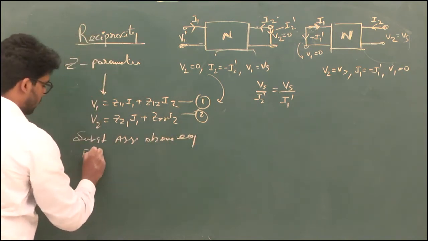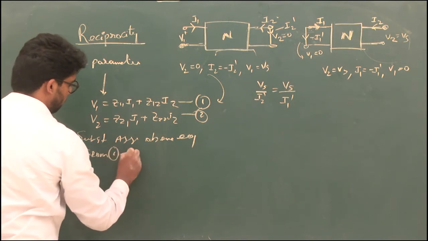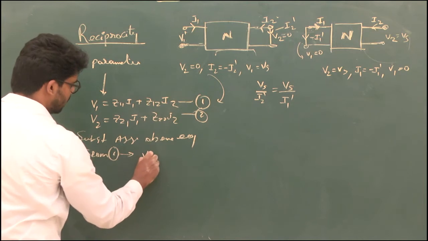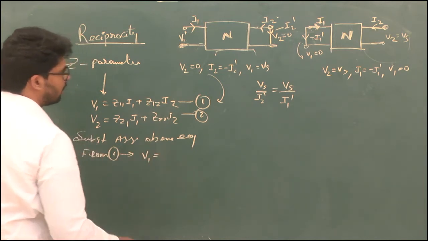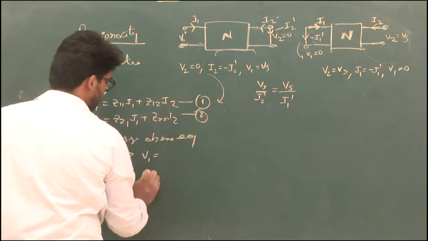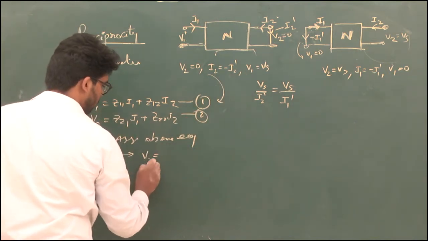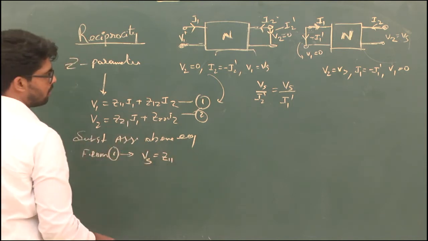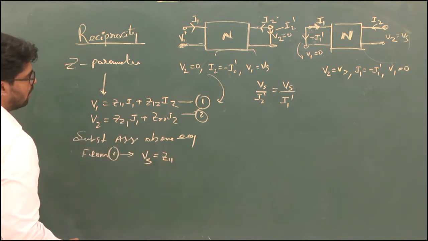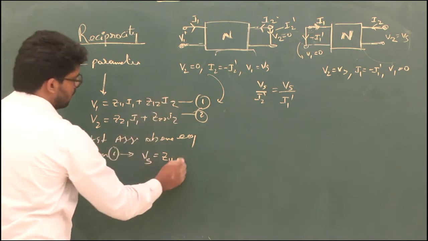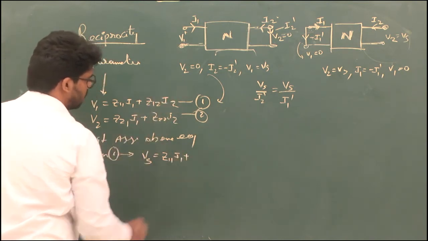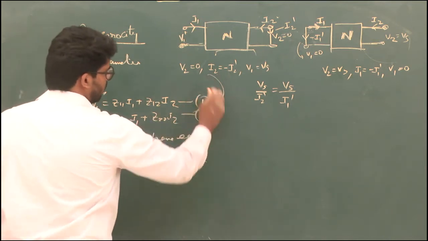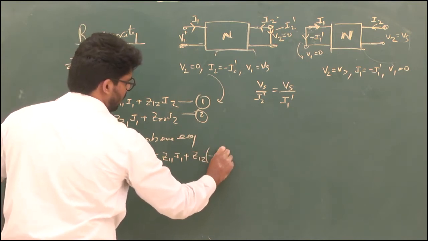So from 1 you get V1 replaced as Vs, and Z11 I1 is replaced as the same, I1 is not changed. Now Z12, so what about I2? I2 is replaced here as minus I2 dash.